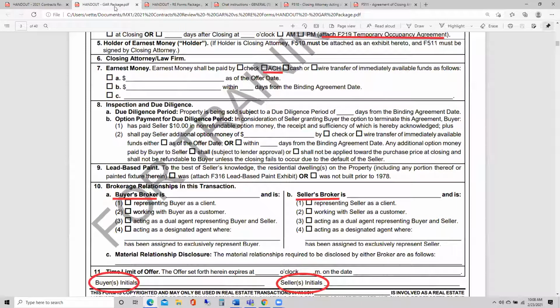GAR does not allow money orders. GAR allows money orders. You can do a money order for earnest money in GAR. That would, in essence, be cash, I guess. There are a lot of brokers that accept money orders for earnest money.